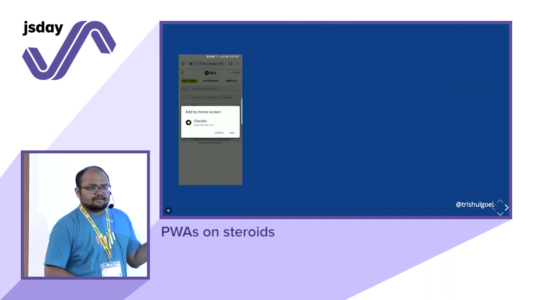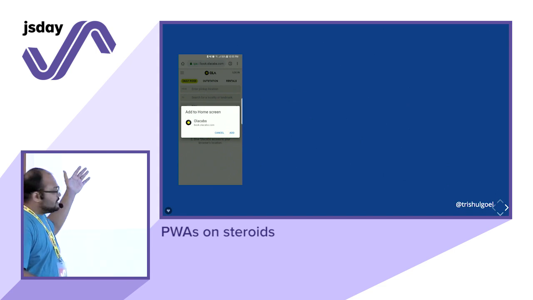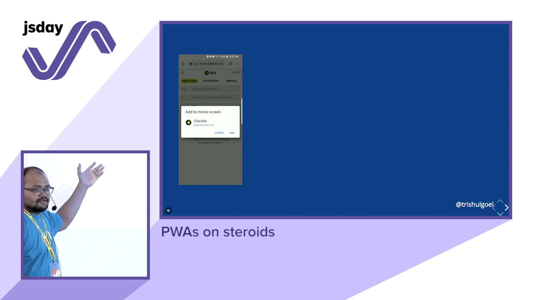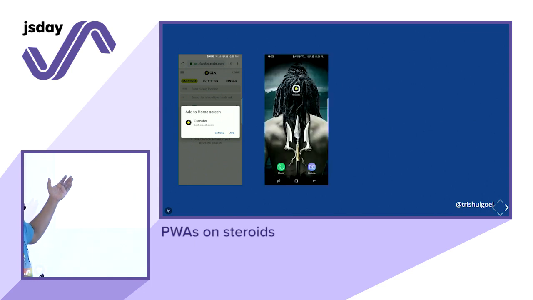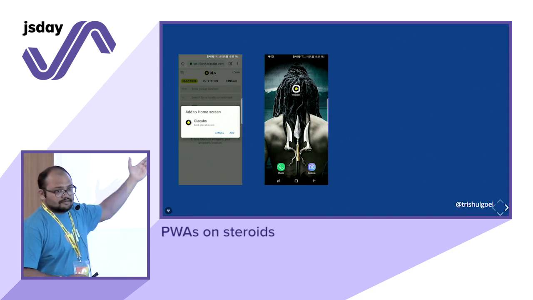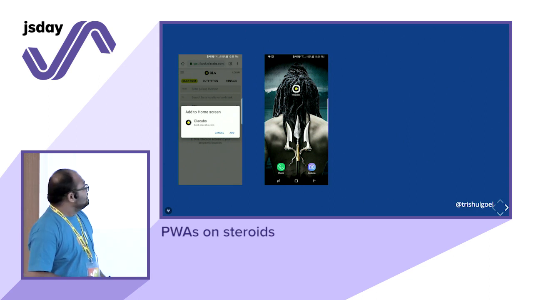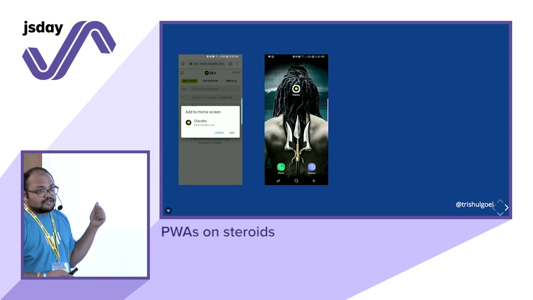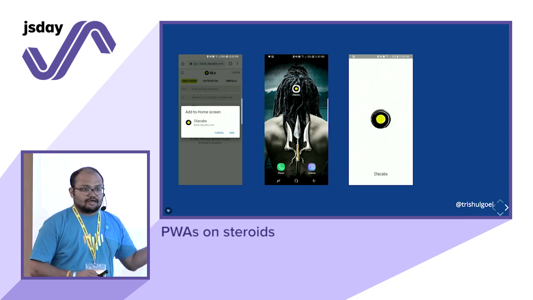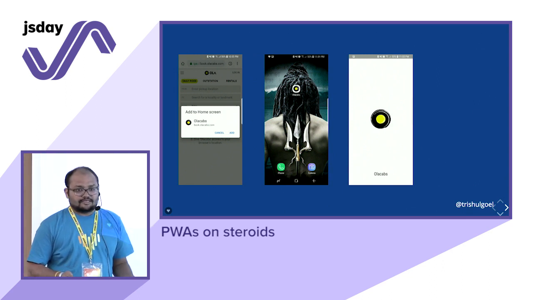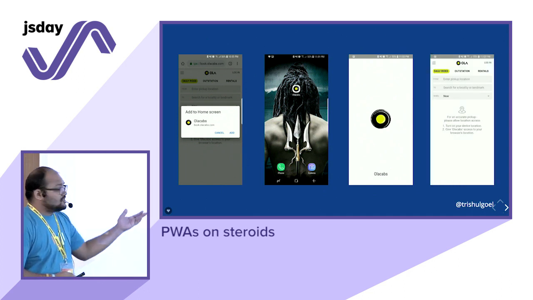How does a PWA look? This is a website, and while surfing a website, you get something like this, add to home screen. So that's the installation part. This helps you to install your PWA. Once you add it, you have an icon. I'm not sure if you can see it. This is the icon. Once you click the icon, it has a splash screen with the logo or whatever you want to design, whatever color, whatever theme you want. And then you can actually use it.